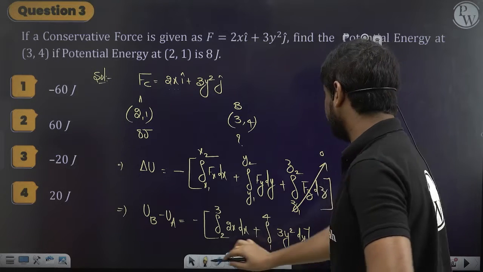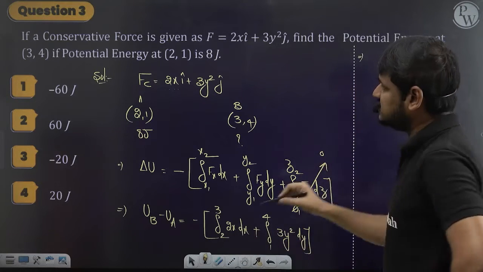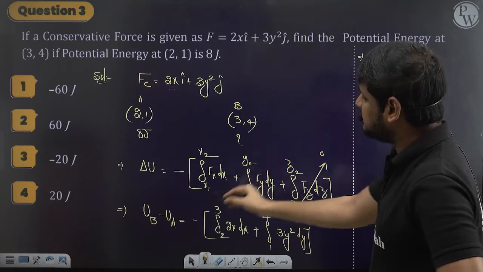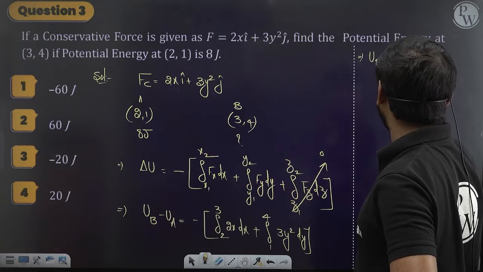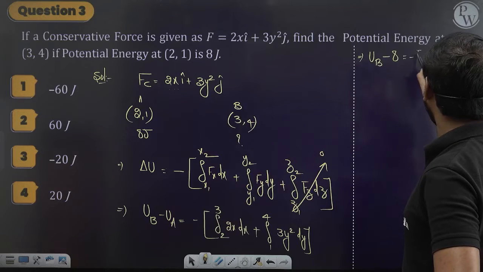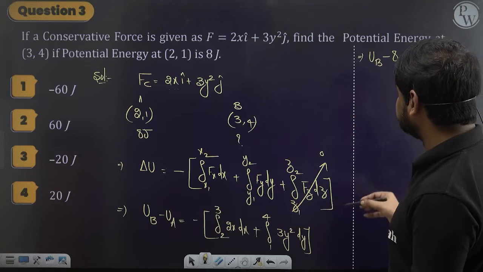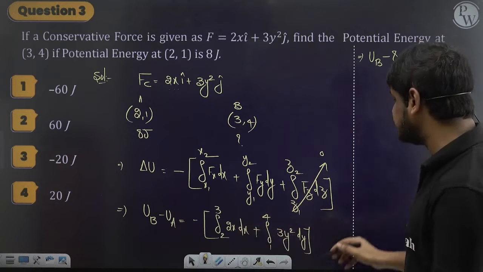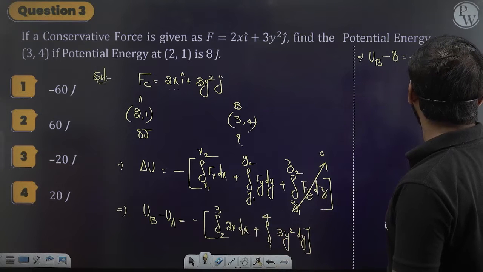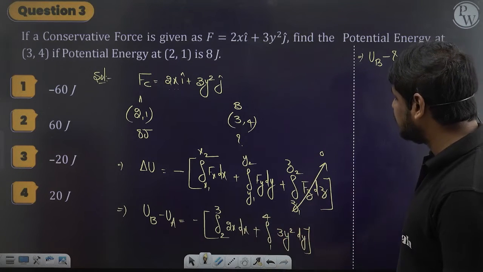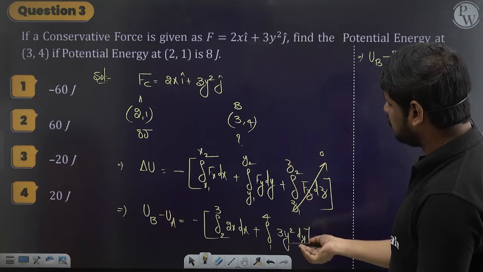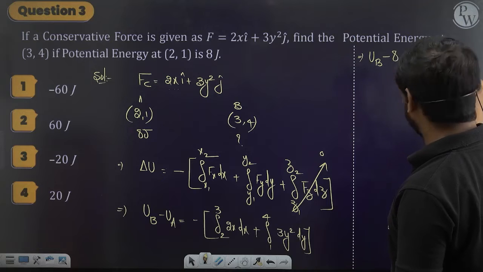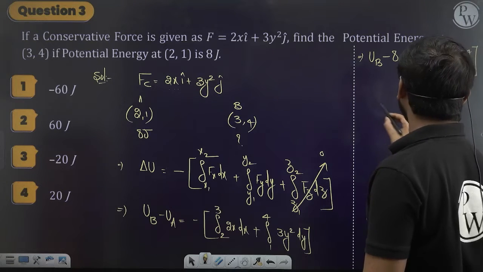Now let's go for the next one. The change in potential energy Ub minus Ua is the potential energy at B minus the potential energy at A, which is already given as 8, and it equals the negative of: 2x square by 2, so the 2 cancels and we get x square from 2 to 3, plus 3y square integrates to y cube by 3, where the 3 gets cancelled, so y cube from 1 to 4.